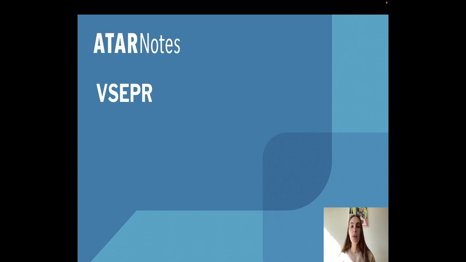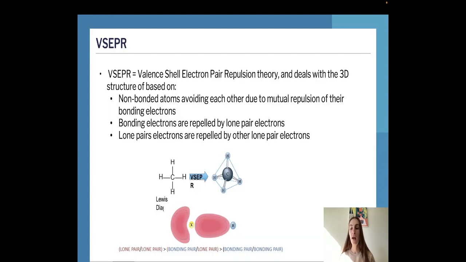So first of all, we'll start off with talking about VSEPR. The VSEPR theory is otherwise known as the valence shell electron pair repulsion theory. This basically talks about the 3D structure of molecules and how they are arranged in space, as opposed to it being a Lewis diagram.